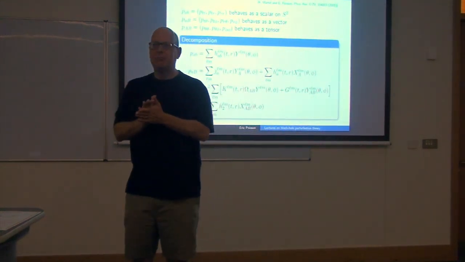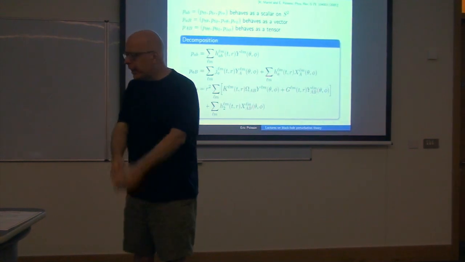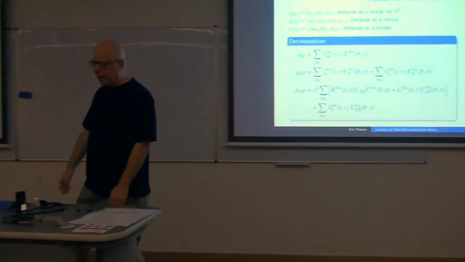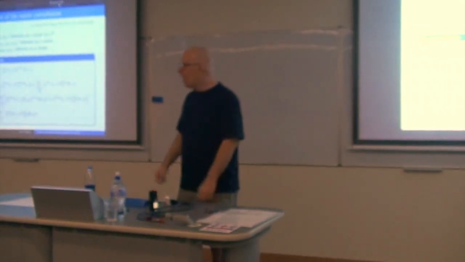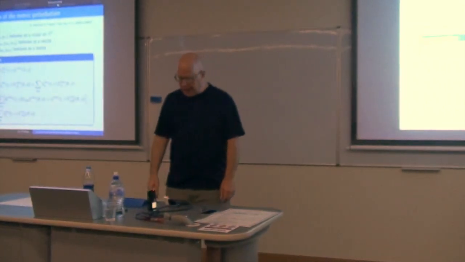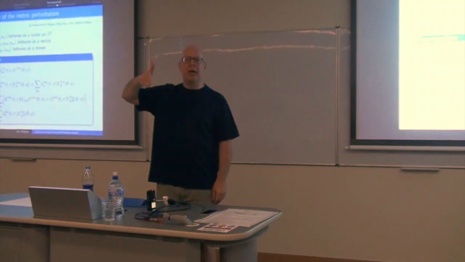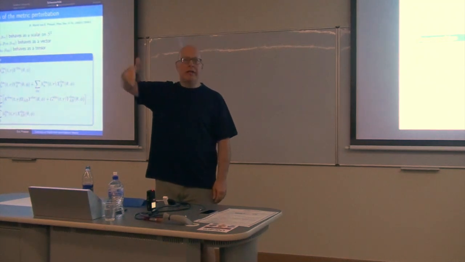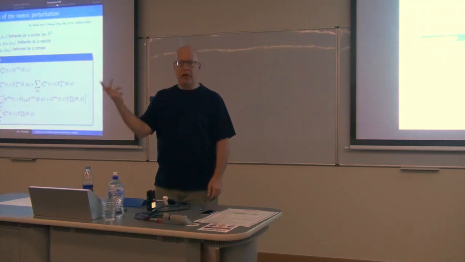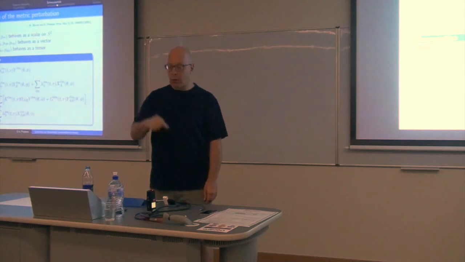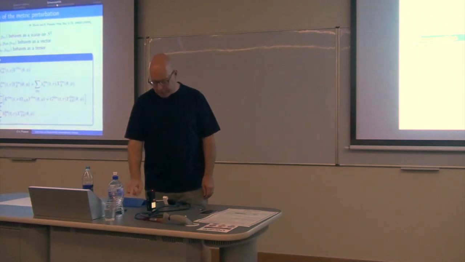Anything else? Okay, let's move on. So again, the end goal here is that we want to do perturbation theory. We want to insert this into the Einstein tensor, and then we want to equate the at least linearized portion of the Einstein tensor to our perturbing source, which here is imagined to be a point mass or a small particle going around in orbit around a Schwarzschild black hole.